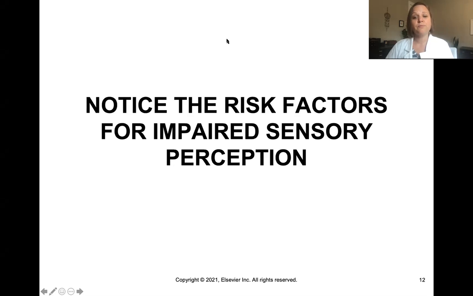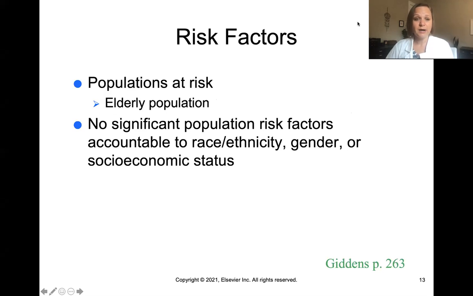So let's talk about the risk factors for impaired sensory perception. Who is at risk for having challenges with their hearing or their vision? I don't think it would come as a big surprise that most commonly the elderly population is at risk for lack of vision and hearing. And you'll see that many elderly patients are wearing glasses, and many of them have hearing aids, and you don't see as many hearing aids in the younger population. So this should come as no surprise.